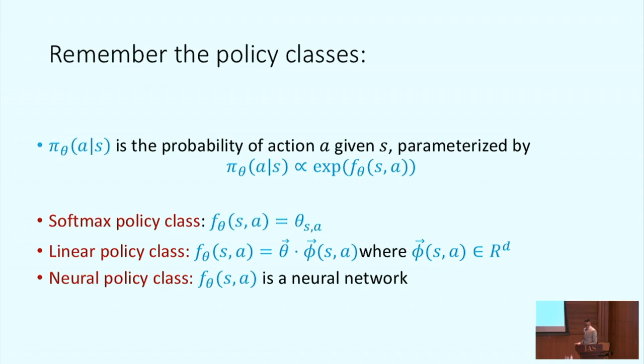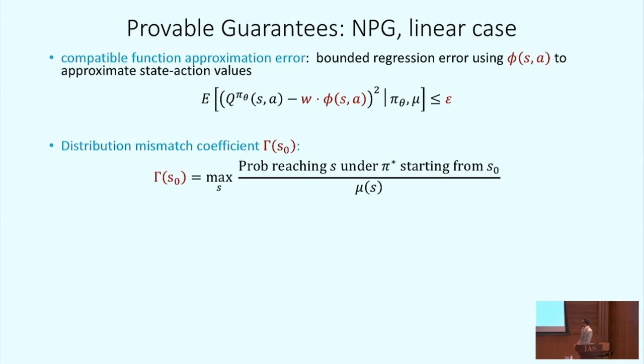So let's quickly back up and remember our policy classes. Now we're going to look at this linear policy class and this neural policy class. What are the guarantees when we run natural policy gradient methods? It turns out there are two notions we need to consider. The first is a notion of compatible function approximation. This is an average case regression error. The first assumption is saying how well our d-dimensional features W can approximate the state action values. I'm sorry, there should be a min over W there. That statement is assuming that our d-dimensional features, on average, can well approximate the state action values.